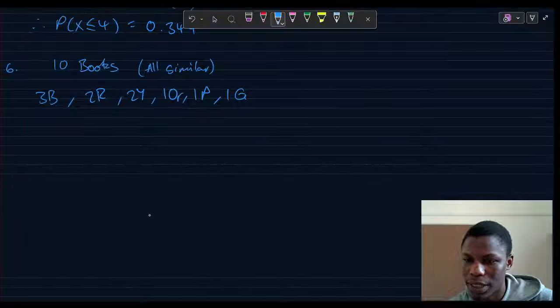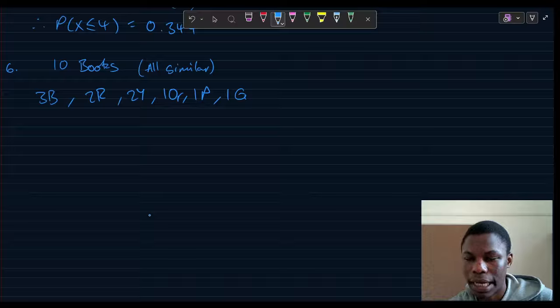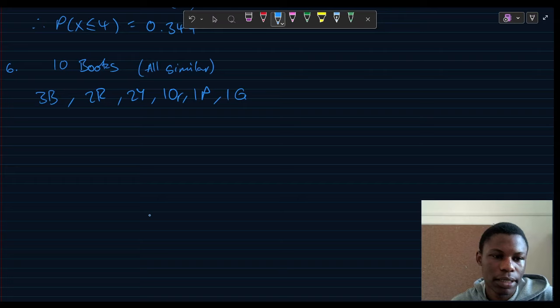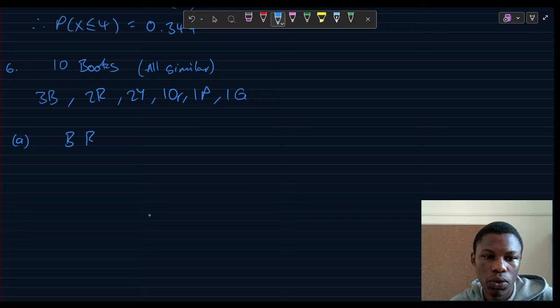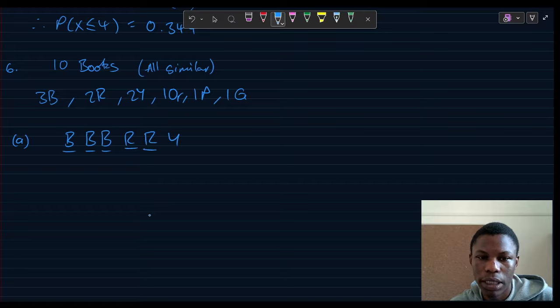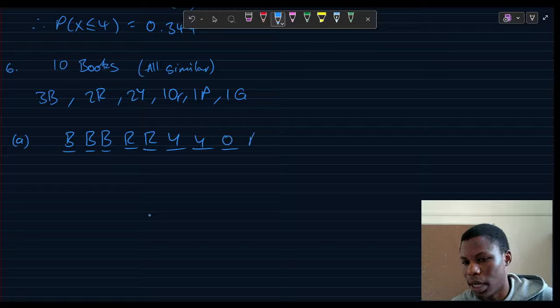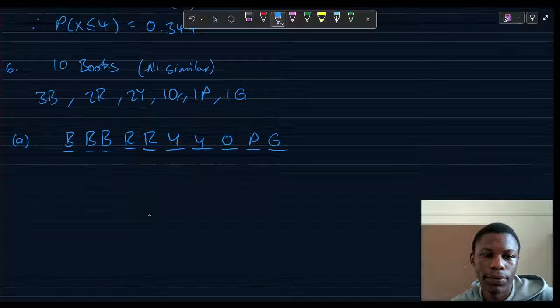She is only interested in the arrangement of the colors. Part A, how many different color arrangements are there of the 10 books? So we've got blue, blue, blue. We've got R, R. We've got yellow, yellow. We've got an orange. We've got a, what's P? Purple. And a green book. And we've got 10 of them.